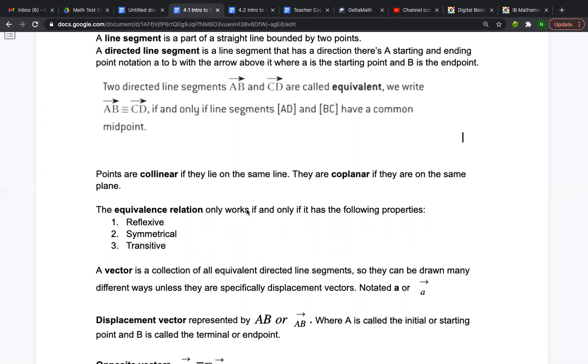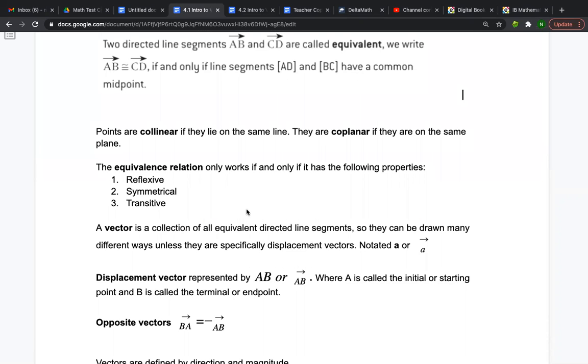So a vector now is a collection of equivalent directed line segments. So basically, they can be drawn a whole bunch of different ways with different starting and end points, unless they're displacement vectors. So sometimes it could be here, looks like that. It could also be here. It's the same length, it has the same direction, but it could be drawn pretty much anywhere. We normally notate it with a bold lowercase letter or that lowercase letter with an arrow above it.